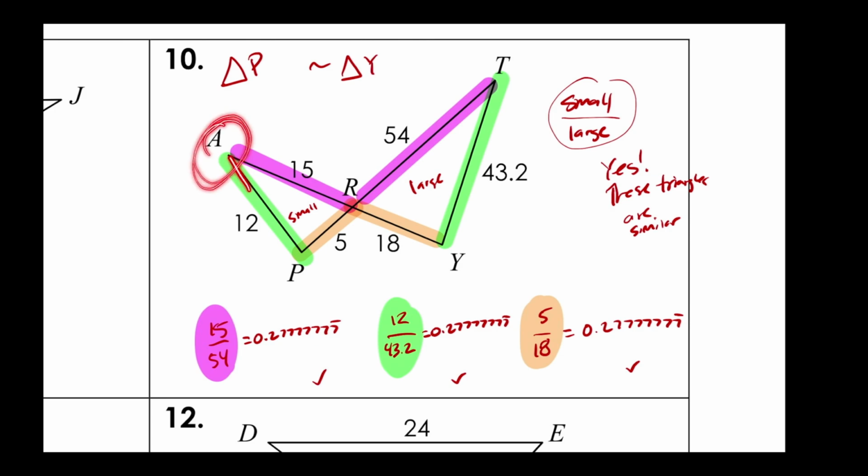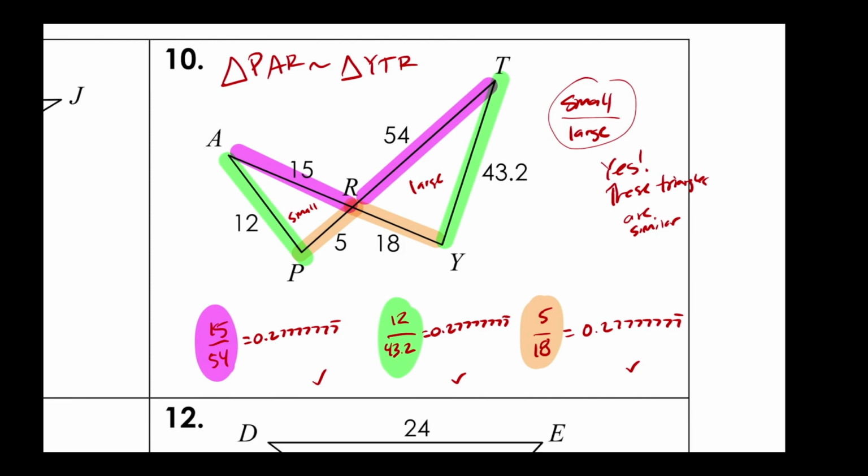And then over here, A. What matches with A? Well, that's green, pink. So we have green, pink over here. So A and T match. And then we look over here, R. R in the small triangle is pink, orange. And R on the big triangle is pink, orange. So R matches with R.